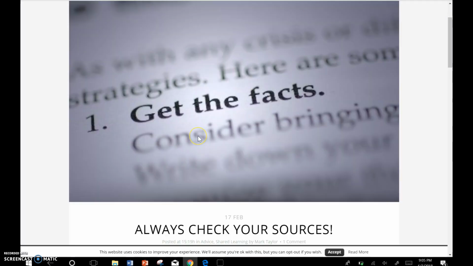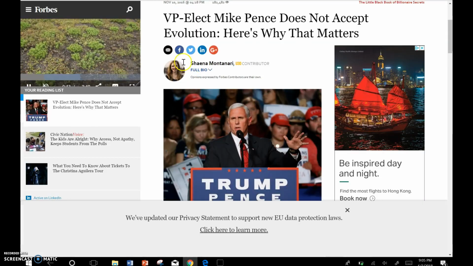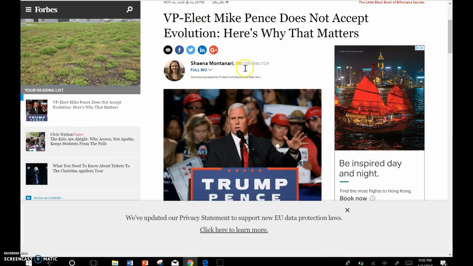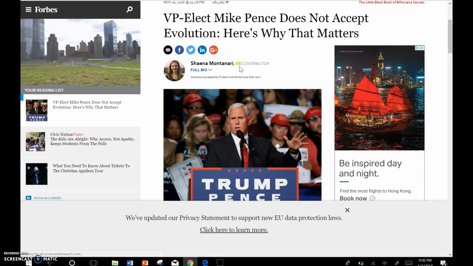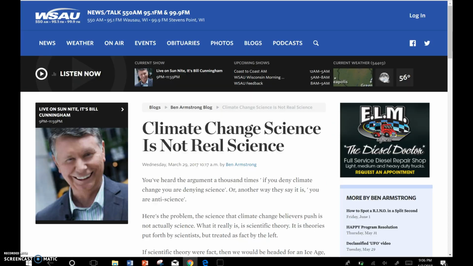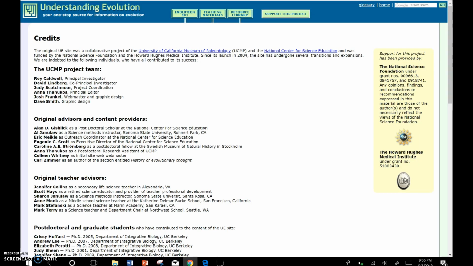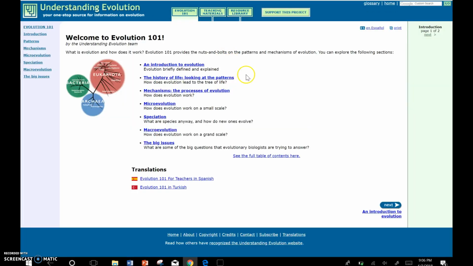Well, you always need to get the facts and check your sources, especially in these times when we have all types of information spreading across the internet, particularly on multiple different types of fronts about many different subjects. Take, for instance, these two sites evaluating evolution. The first one is called Understanding Evolution. It's Evolution 101, and it's from the Berkeley education system.